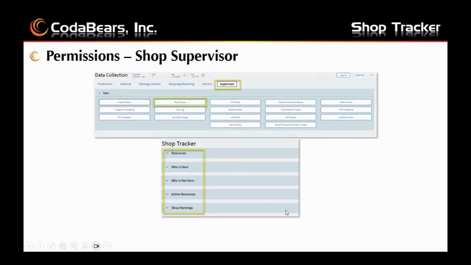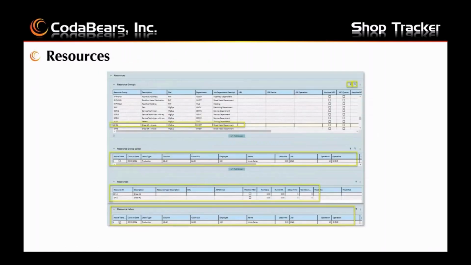Clicking the button for Shop Tracker will display the 5 tabs or cards, which are shown here again, as mentioned: the resources, who is here, who is not here, active resources, and shop warnings. So using the Resources tab or card to display information about shop employees and machines. Any of your resources will be listed in your resource groups here. You can use the magnifier on the upper right here. You can search and select one or more resource groups to be available in the top grid.